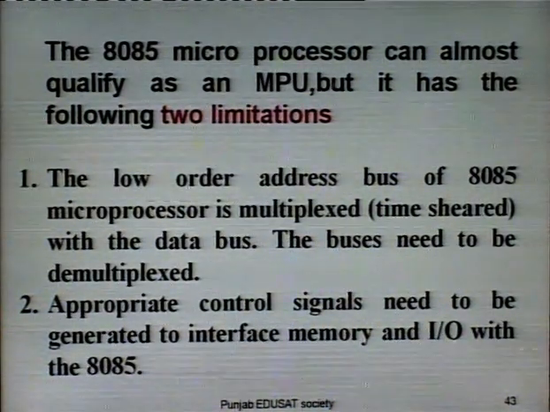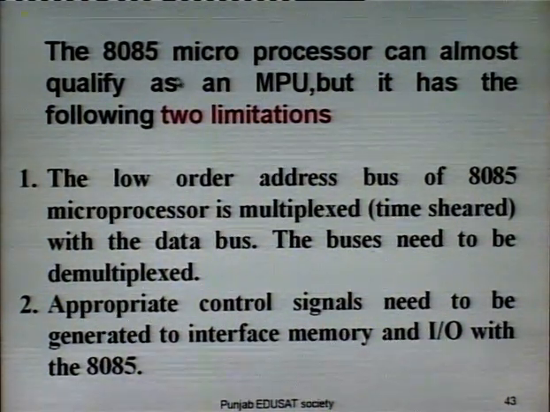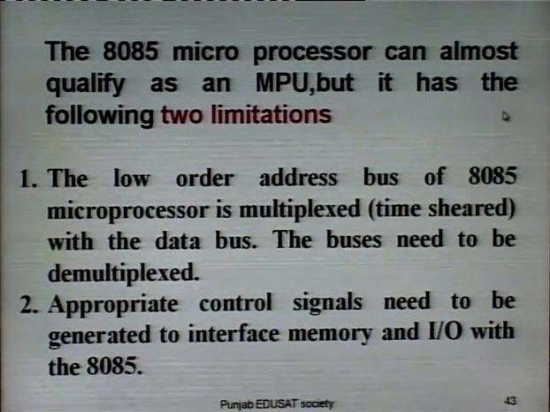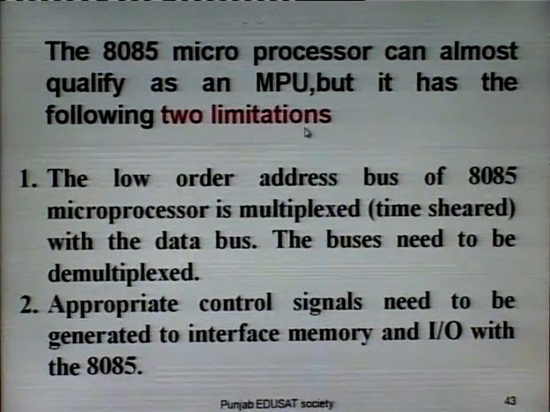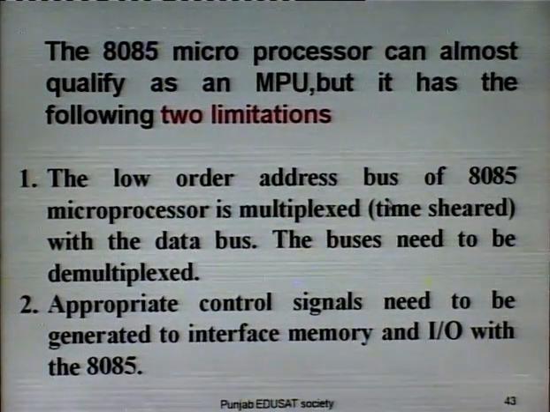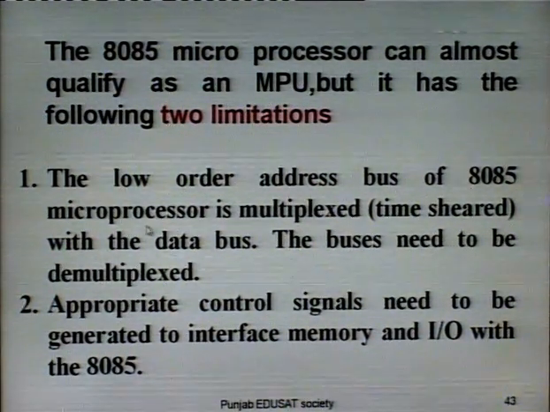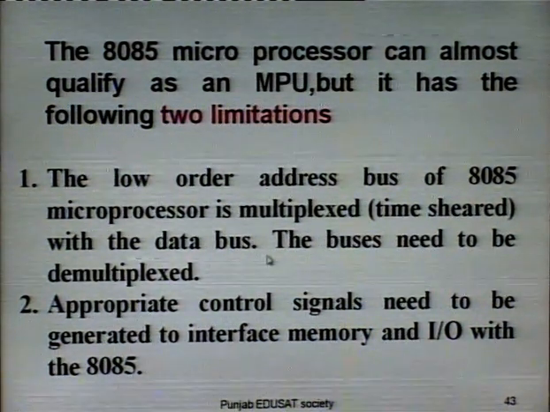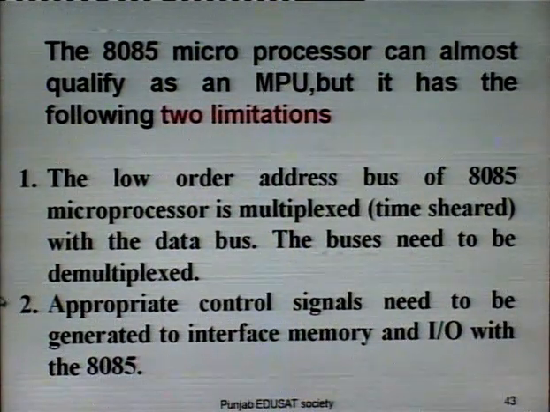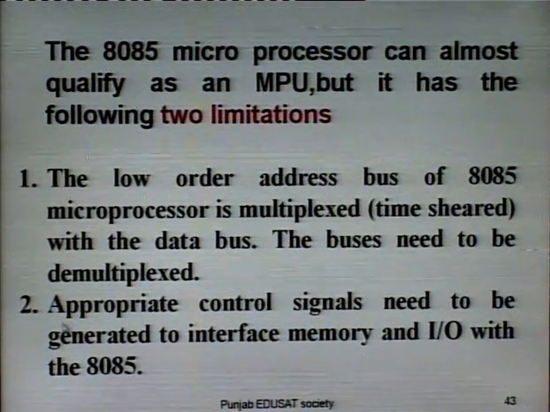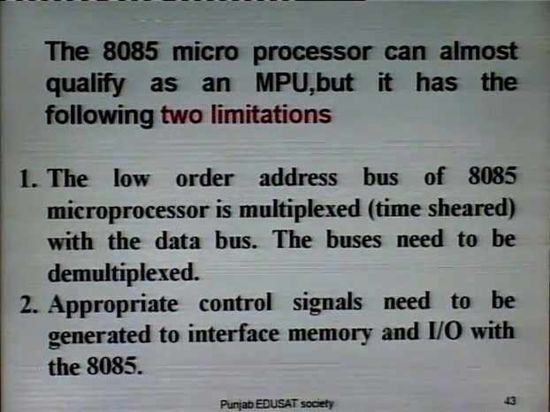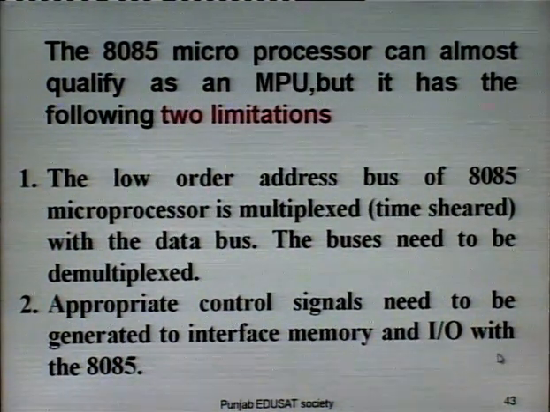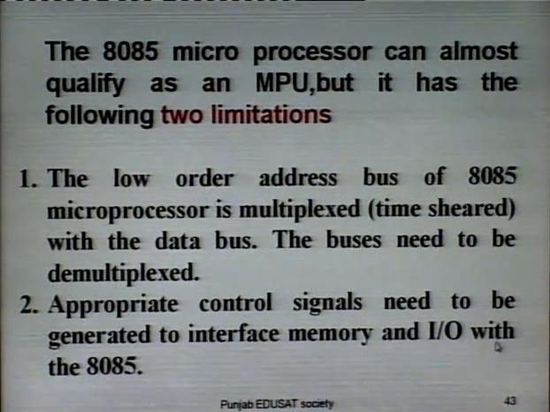The 8085 microprocessor can almost qualify as a microprocessing unit, but it has the following two limitations. The low order address bus of the 8085 microprocessor is multiplexed, time shared with the data bus, so the buses need to be demultiplexed. Then appropriate control signals need to be generated to interface memory and input output with the 8085.